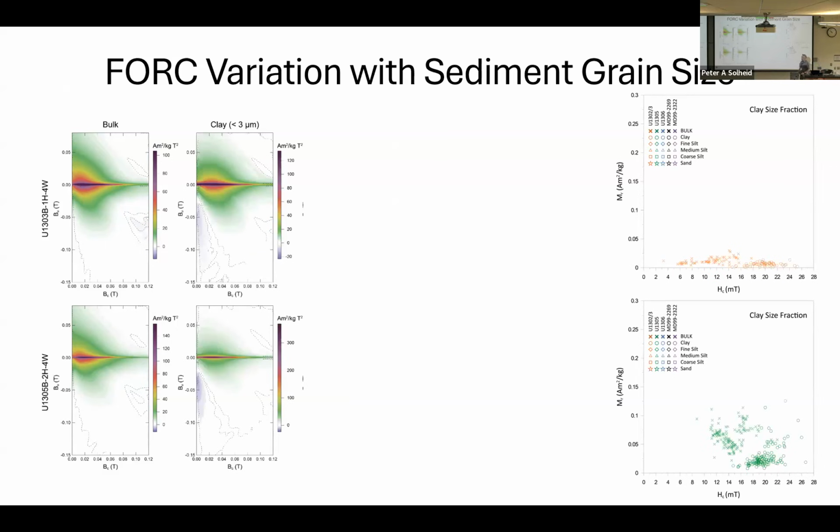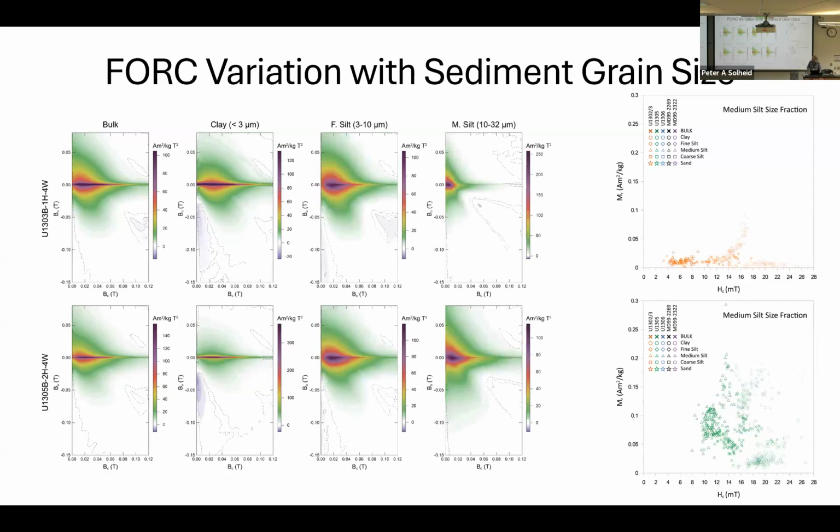If you look at the clay size fraction, we see that central ridge component really strongly expressed in the clay size fraction. We even pick up this negative region, so we're really concentrating our single domain component within the clay size fraction. This negative component isn't being resolved at all in the bulk FORC diagram. We do get the central ridge, but none of that negative region.